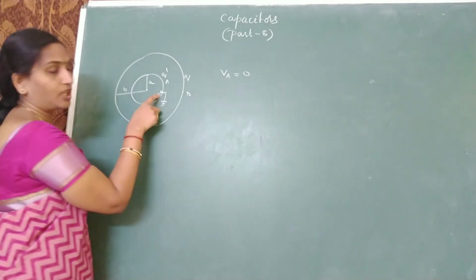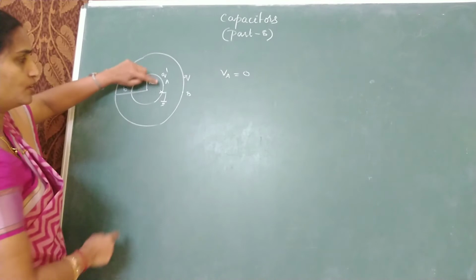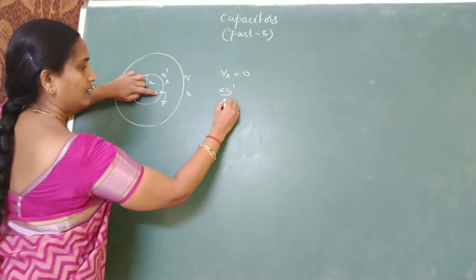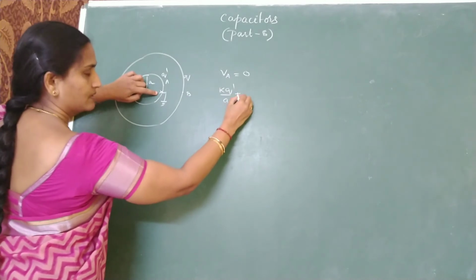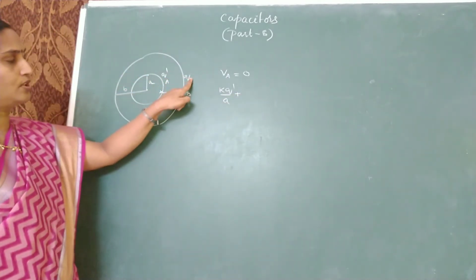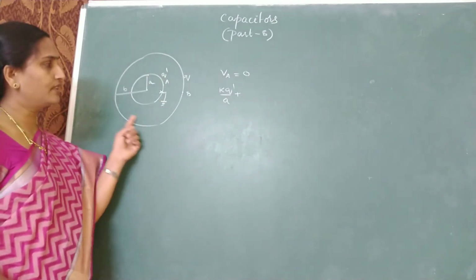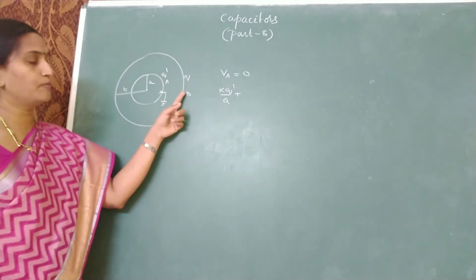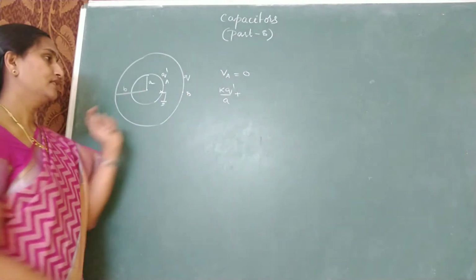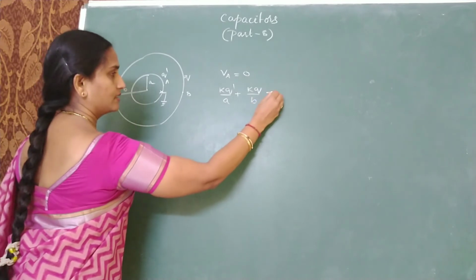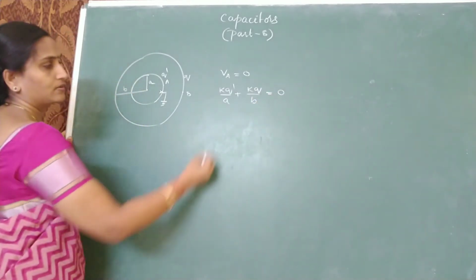So find out what is the potential at this point. Potential due to Q dash is KQ dash by A, plus potential due to Q. Since the point is inside the shell, we know potential everywhere inside a spherical shell is the same as potential on the surface. So that will be KQ by B. The sum has to become 0.